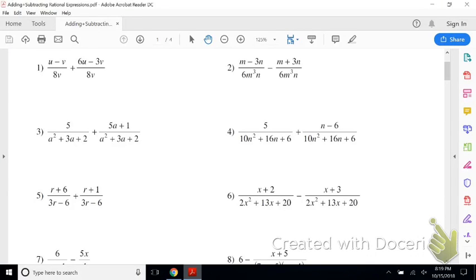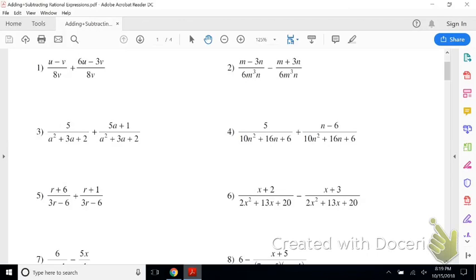Okay, so today we're going to work on adding and subtracting rational expressions. Remember, this is what we did last Wednesday, Thursday, and Friday in class. In order to add or subtract fractions, you have to have a common denominator, and this is where we work to find that least common denominator.